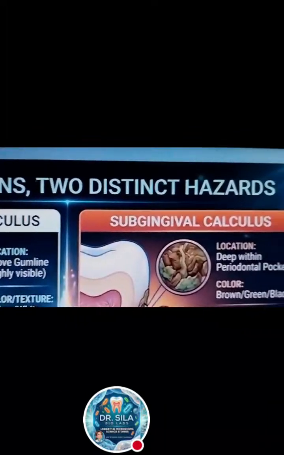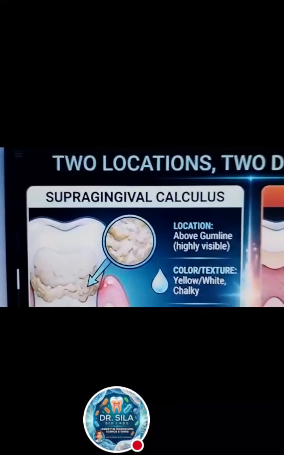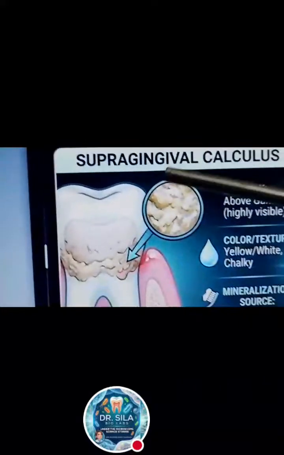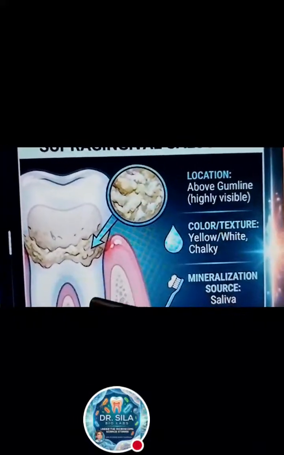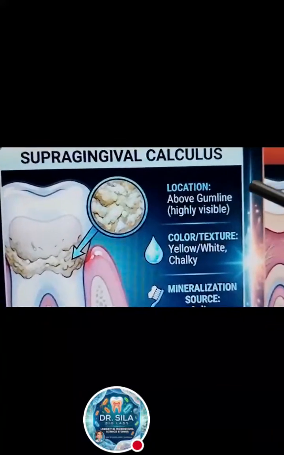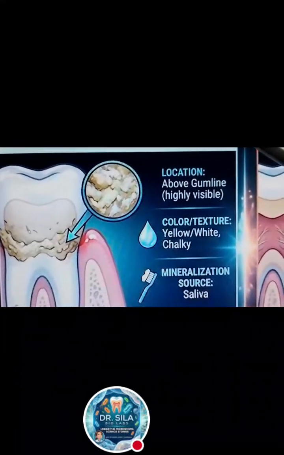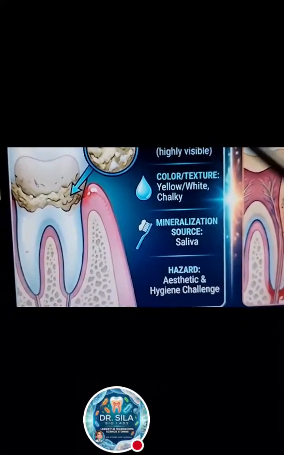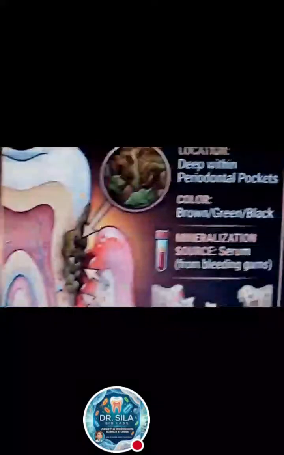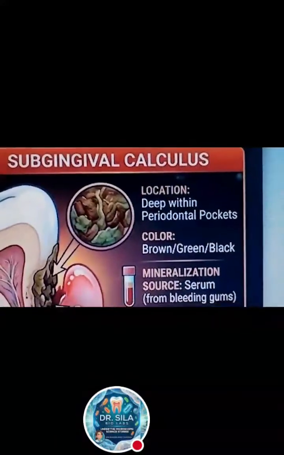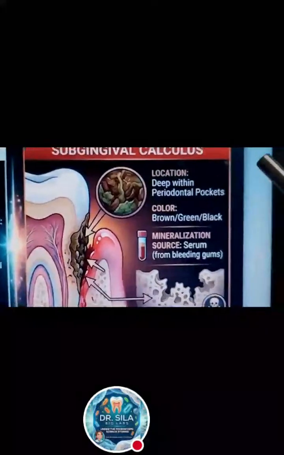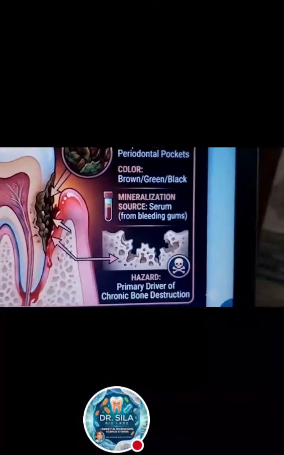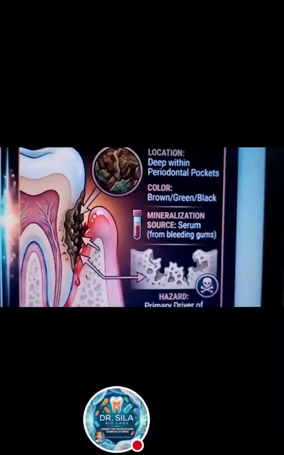Okay, two locations, two distinct hazards. That is, as I told you previously, the supragingival calculus and the subgingival calculus. The supragingival calculus is above the gum line, you can see it above the tooth, highly visible, yellow, white, chalky in color and texture, mineralization source saliva, and the hazard is an aesthetic and hygiene challenge. When it comes to subgingival, deep within the periodontal pockets, brown or green color, mineralization source serum from the bleeding gums. Primary driver of chronic bone destruction.